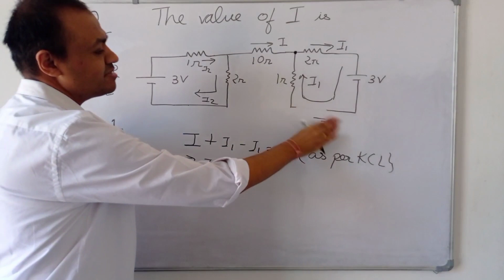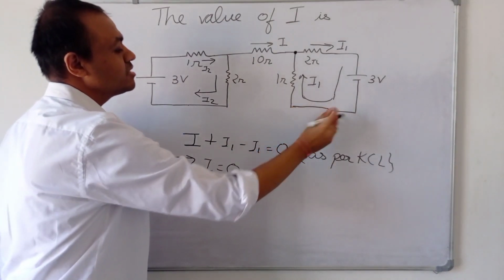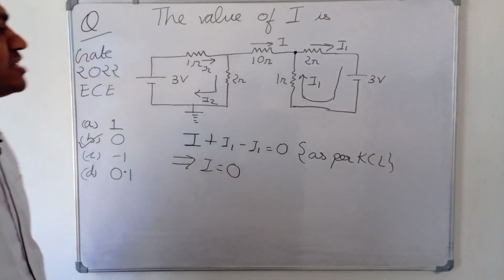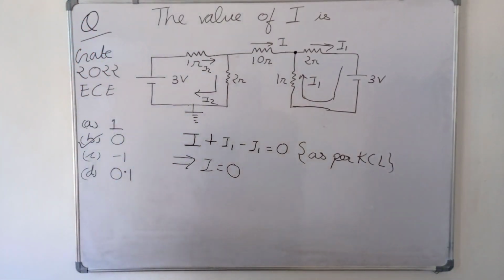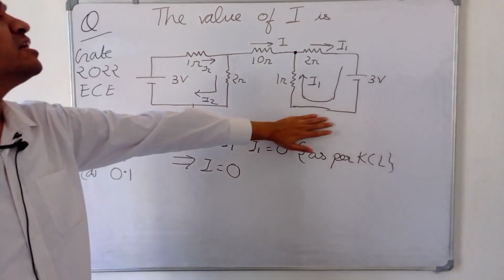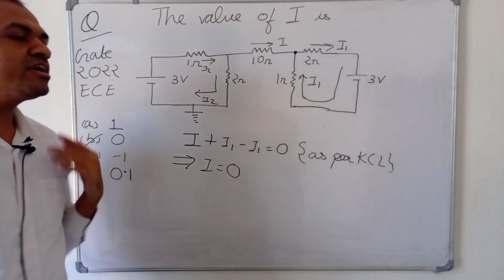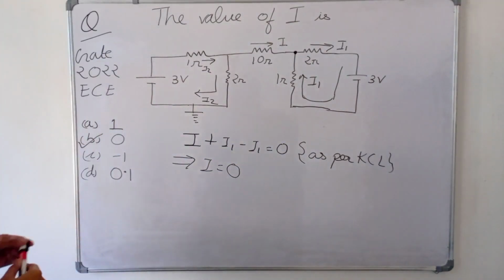In our question, the ground was here and the value of current I is 0. So this is a very easy question. It is based on concept, and in the GATE exam we only get easy questions which are based on concepts. So we have to understand the concepts very well.